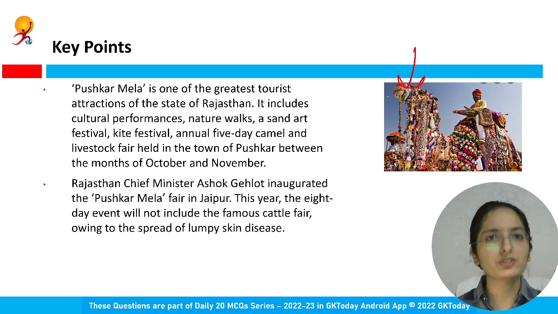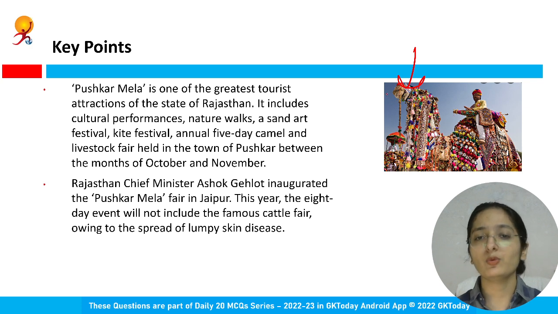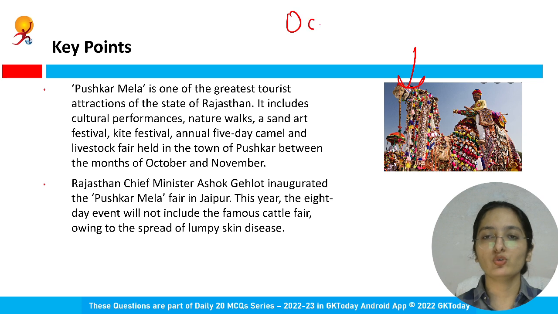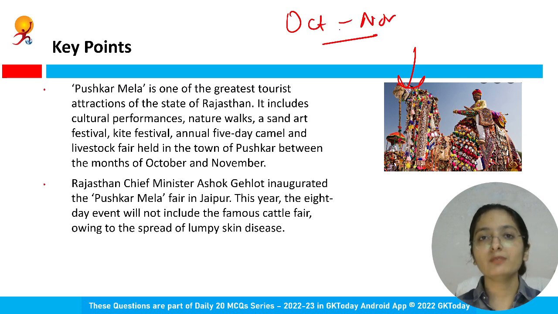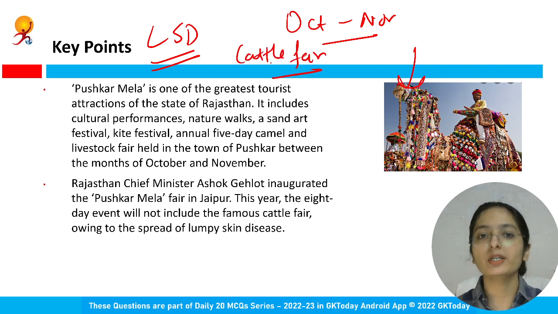It includes cultural performances, nature walks, sand art, and a kite festival. You can say it is a 5-day camel and livestock fair. It is held between the months of October and November. But this year, because of lumpy skin disease, the very famous cattle fair is not included in this Pushkar Mela. This is an 8-day event, and it will not include the cattle fair this time because of the spread of lumpy skin disease. Got it?